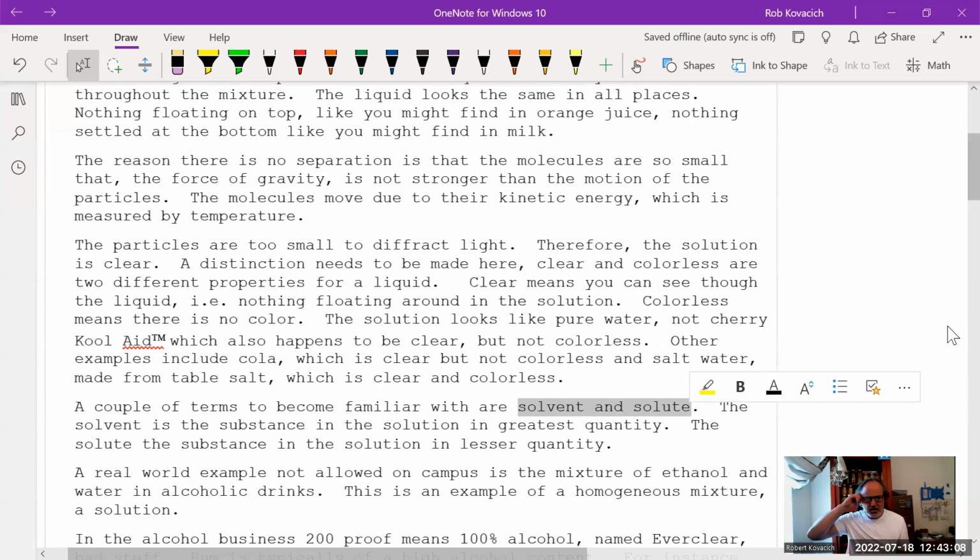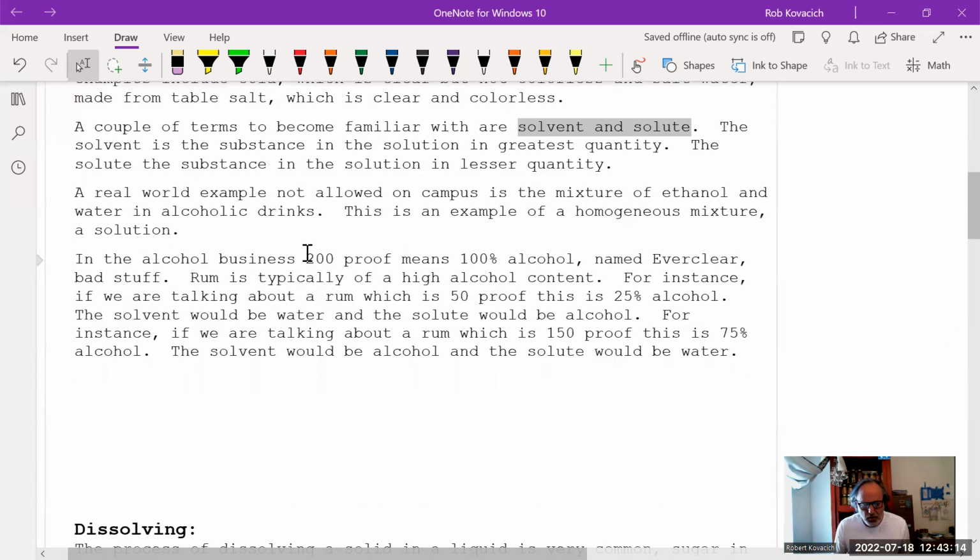Alcohol is sold by its concentration in proof. And so 200 proof for some reason means 100% alcohol. We would call that Everclear or moonshine, and it's terrible stuff for lots of reasons. One, it would be incredibly painful to drink, and two, it's ridiculously flammable, more flammable than gasoline.